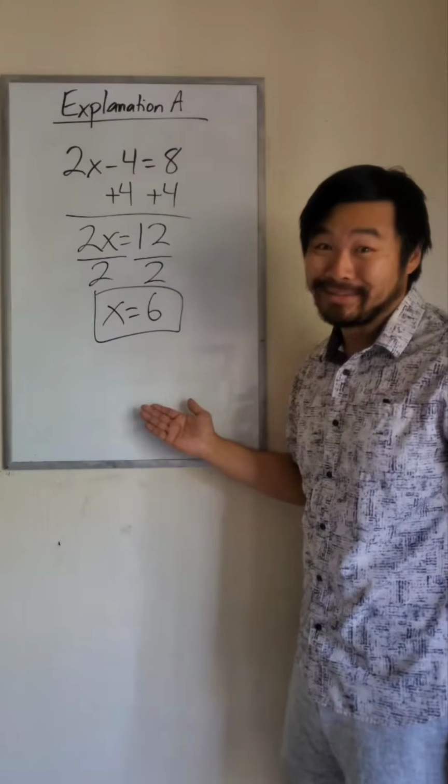So here's explanation A. I'm going to do this on both sides. Then I'm going to do this. Then do this on both sides. And I get this as our answer. And this is what I wrote down.